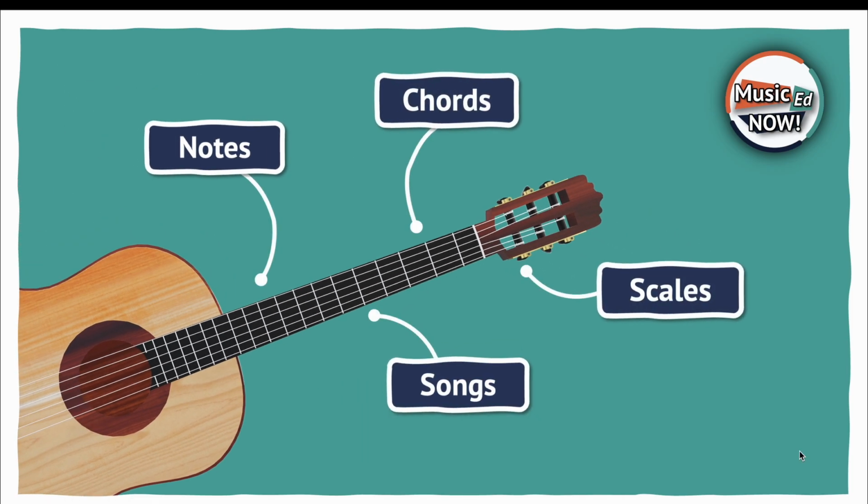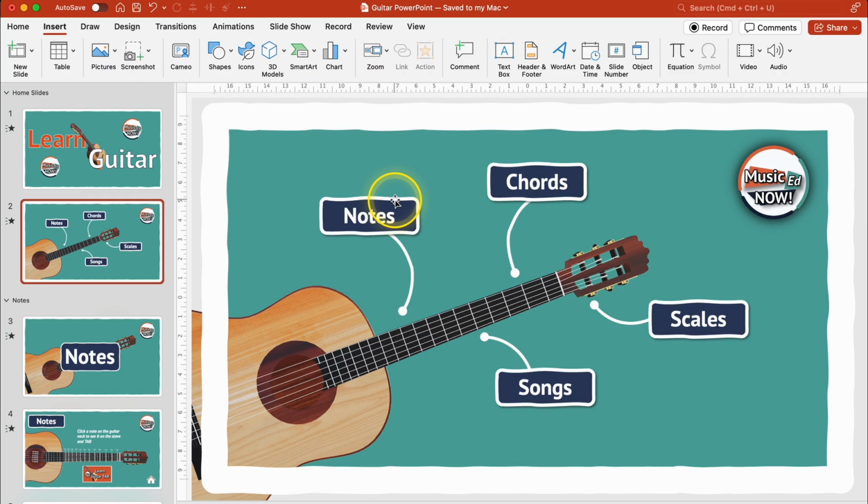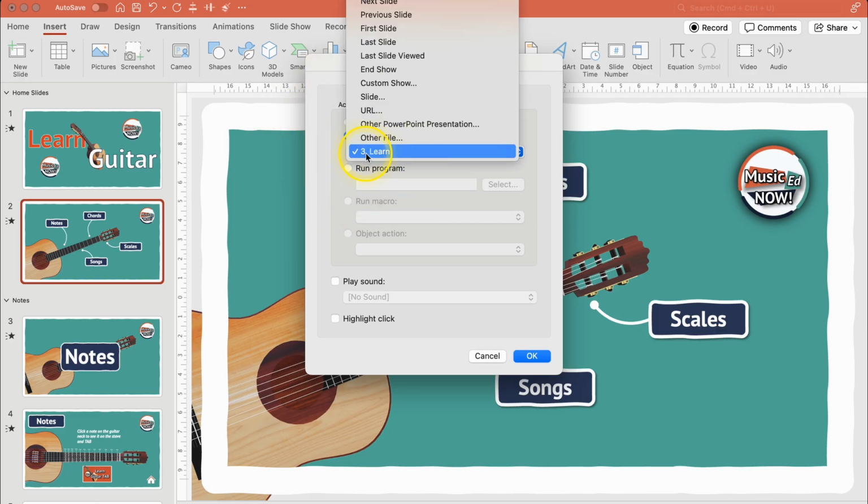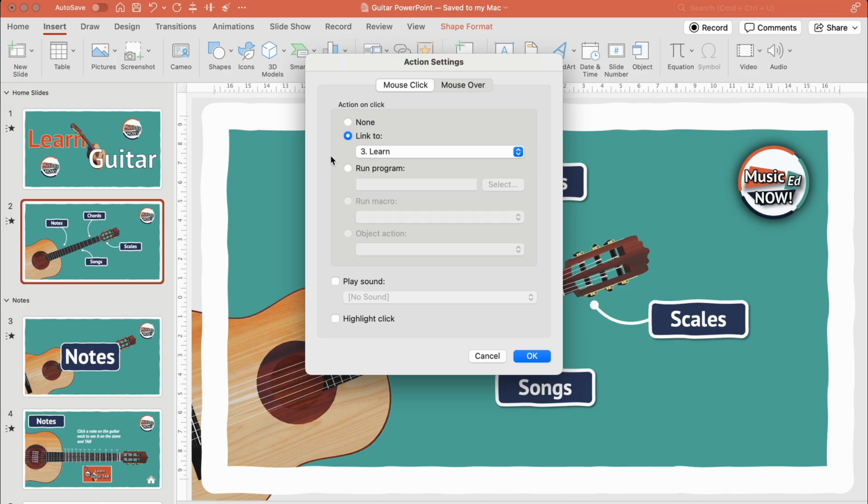So I'm going to escape now and come back into the editing view. And if we go to the notes text box and open up action, what we can see happening here is that it's linking to slide 3. So this is about navigation around your slideshow, sending people where you want with the touch of a button.